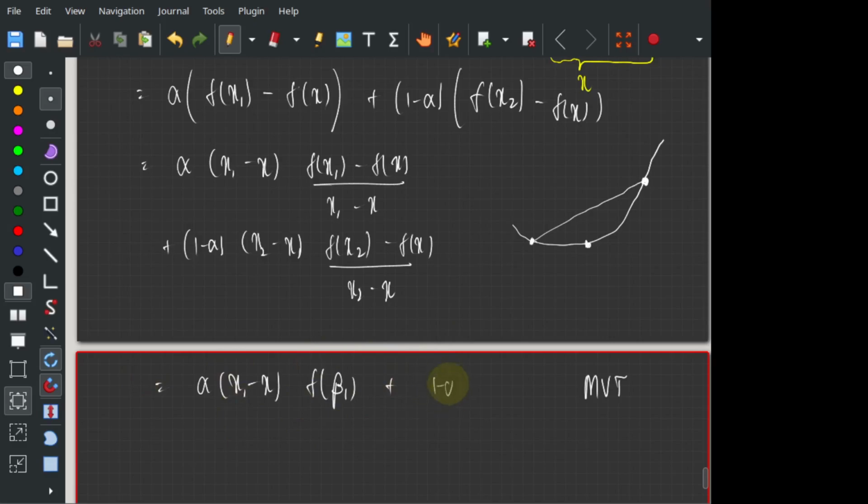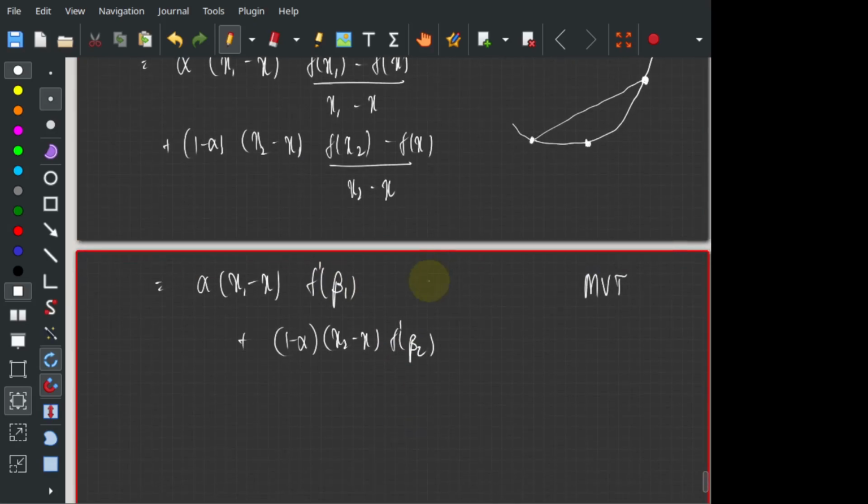plus 1 minus alpha times x2 minus x times f prime, the derivative f prime of beta 2, where beta 2 lies strictly between x2 and x.